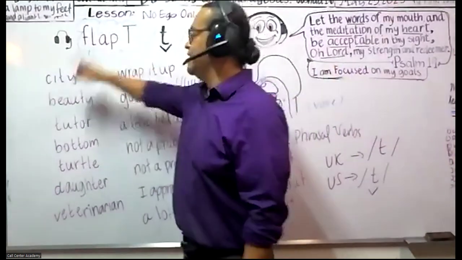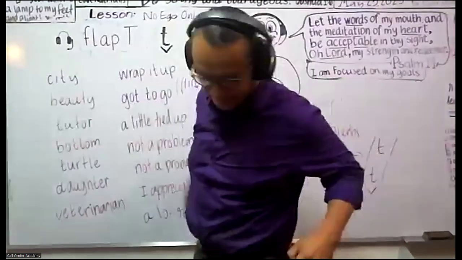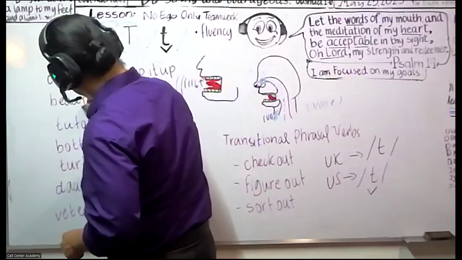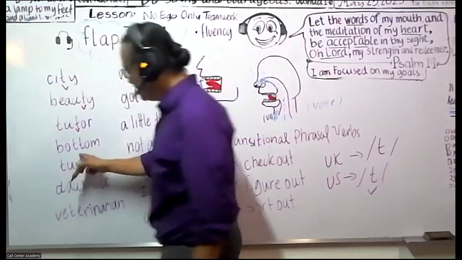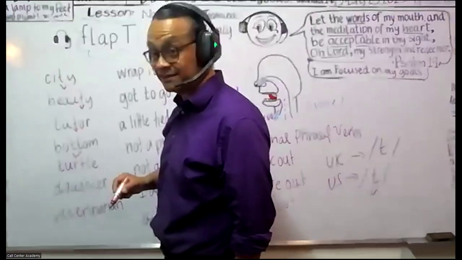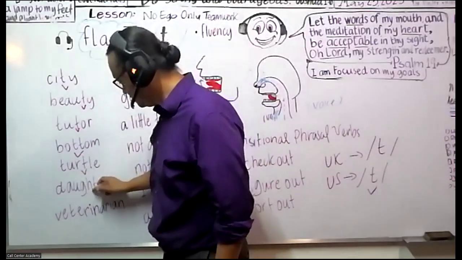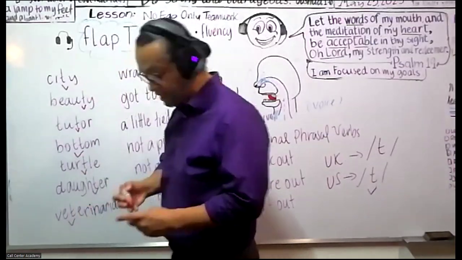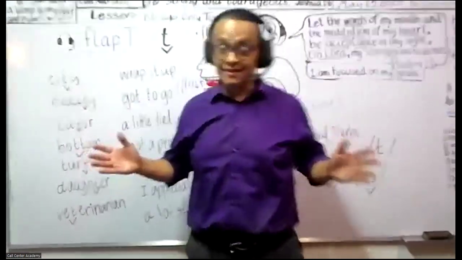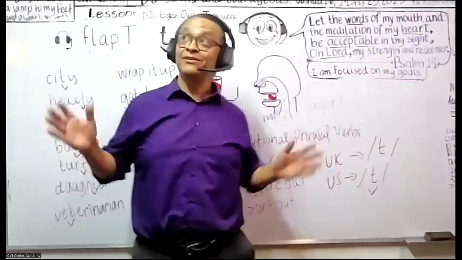Right? Now, let's say it with a flap T. There you go. Let's put an inverted circumflex under these beauties over here. Now, the double T here is just one flap T, all right? Turtle, daughter, veterinarian. Now, you're over there in the United States, right? You're in the States.